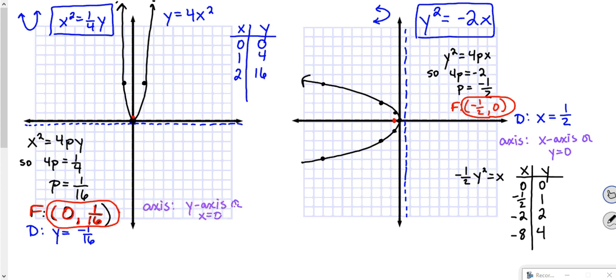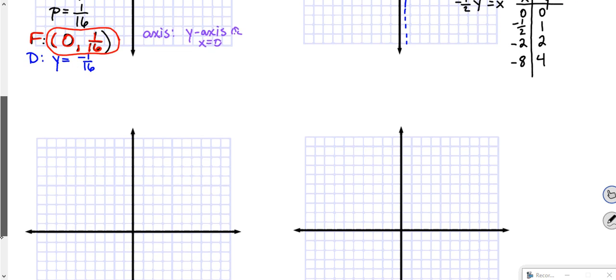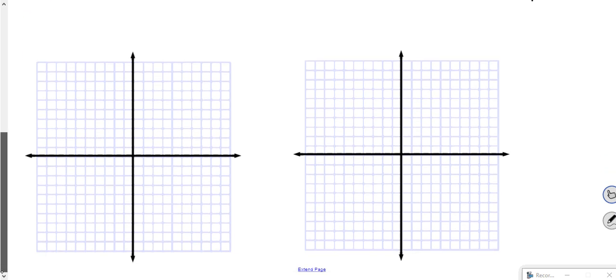Now, you don't have to plot a ton of points, but something that you can see. Notice it's a lot wider than the other one, even though I graphed it on the same chart. Again, the p was 1/16, so that made it very, very skinny. Okay, let's keep going. The next one's here.